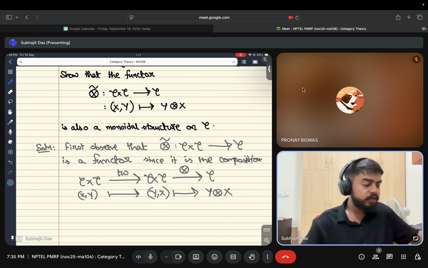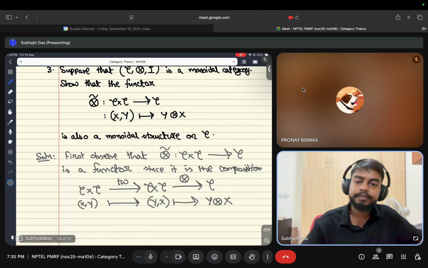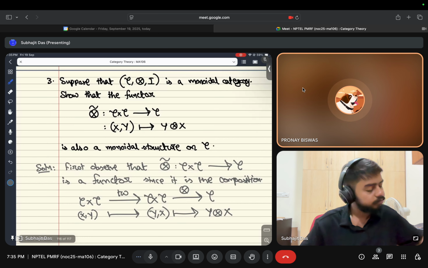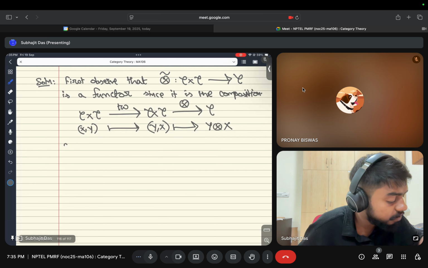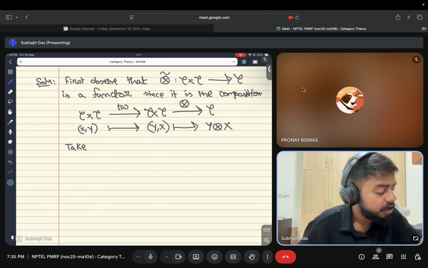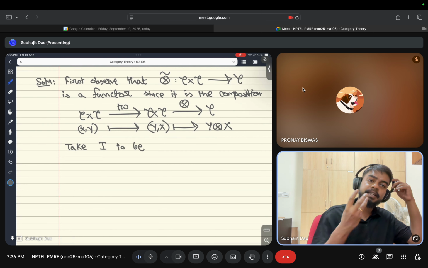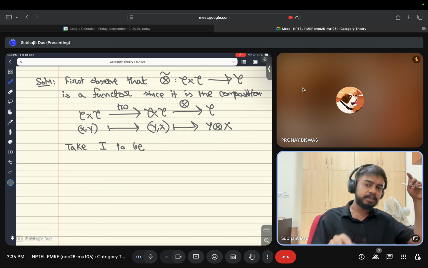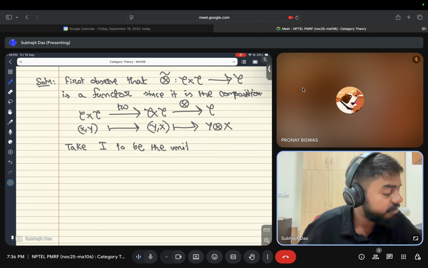Okay. What else do we need? We need a unit object. What do you think should be the unit object for this monoidal structure? I. Okay. Take I to be the unit object. This needs to be verified. Calling an object a unit object is not all. We need to check that it is actually the unit object. We'll clarify this.